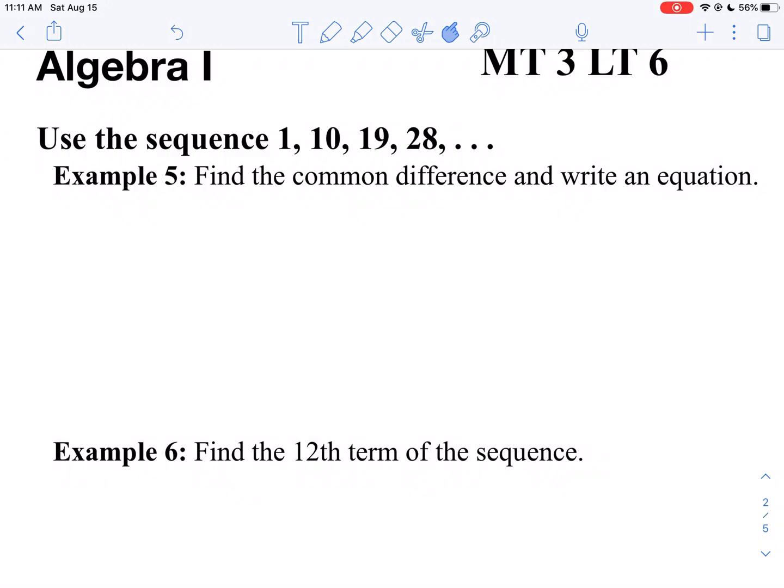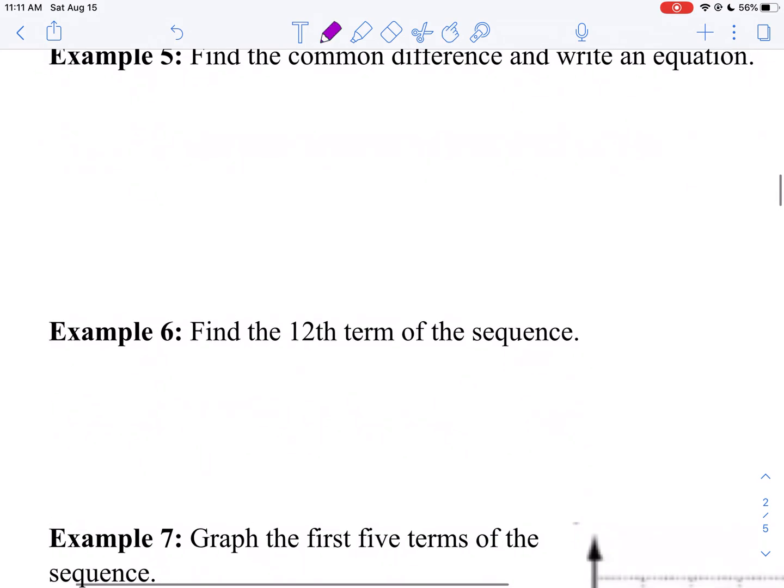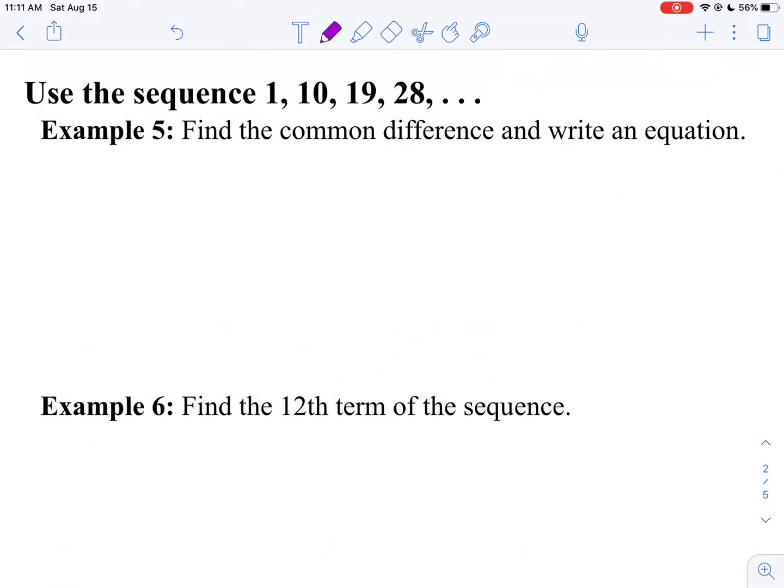Now, in our next problem, or set of problems, we're going to use this sequence. We're told the sequence: 1, 10, 19, 28. I want to find the common difference. So to find my common difference, d is 10 minus 1, which is 9. That's my common difference. Now I want to write my equation.